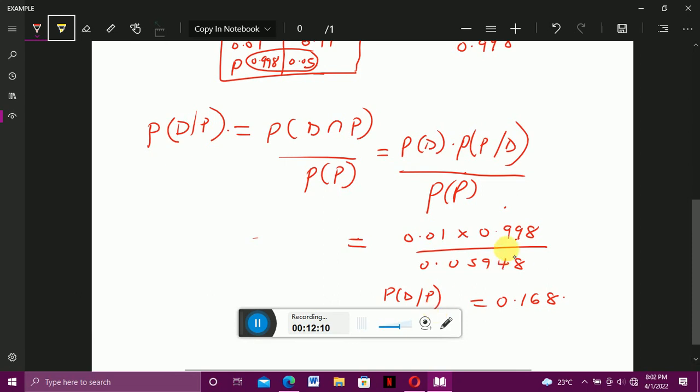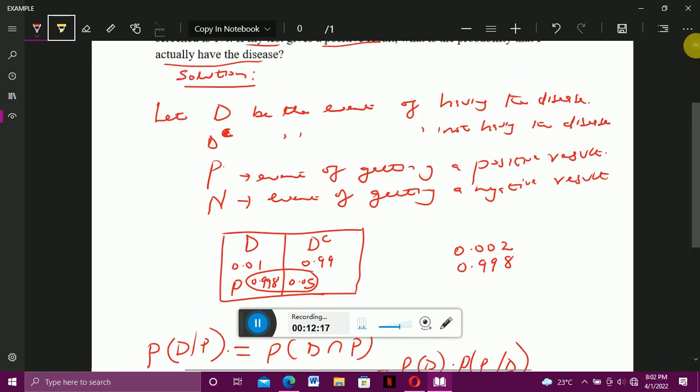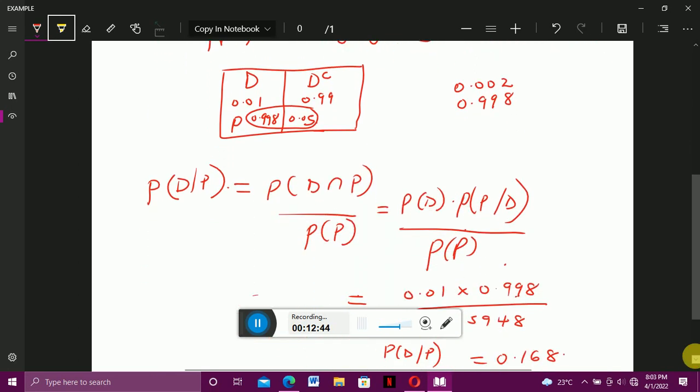So that is how we solve problems using Bayes' theorem. First of all, we need to note that we use Bayes' theorem when we have two mutually exclusive and exhaustive events, and we have another event P that cuts across the two. Here the mutually exclusive events are the event of having the disease and the event of not having the disease. And the event that cuts across them is the event of getting a positive result.